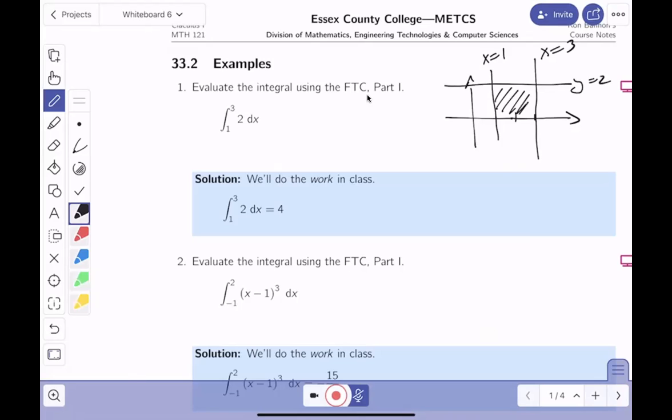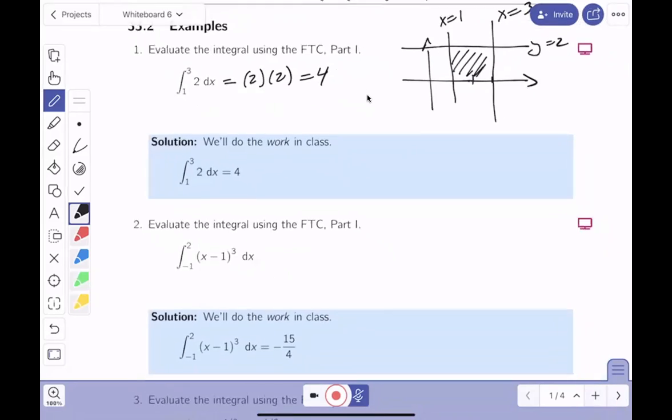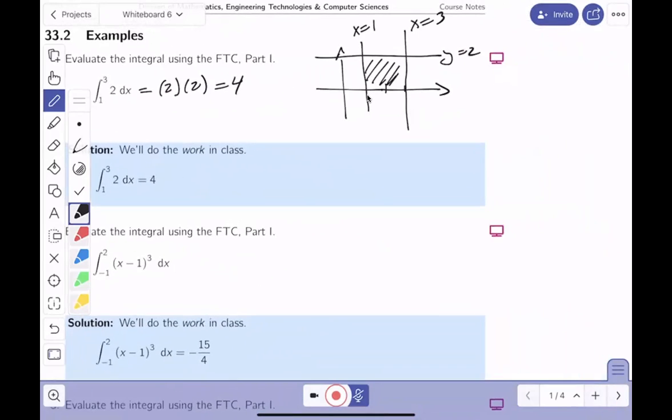What's that going to be? The base of it is 2, the height of it is 2. So this should be a 2 by 2. That's going to be a square. And that would equal 4 units. But they didn't say do that. They said use the FTC. Well, let's do the FTC.